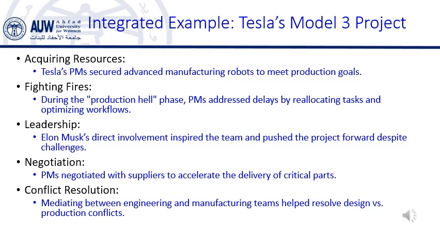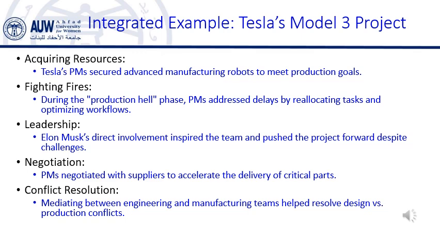To summarize, the Tesla Model 3 project demonstrates how all the project management skills we've discussed come together in a real-world example. Acquiring resources. Tesla needed to secure materials, labor, and technology to meet production demands. Fighting fires and overcoming obstacles. The PMs at Tesla dealt with production delays, supply chain issues, and financial pressure to keep the project on track.